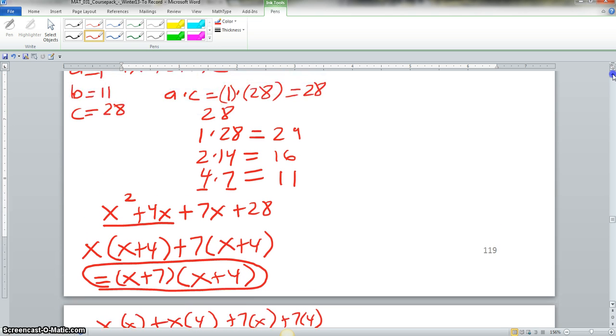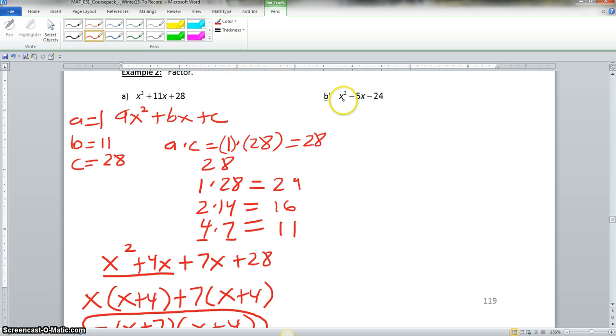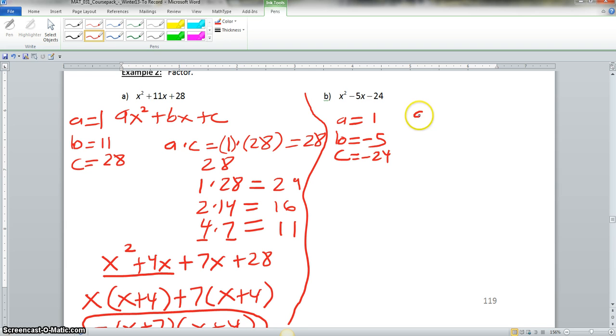Now we go back up here. We did A. Now we're going to do B. Okay, now with B, this is already set up in the proper order. Now we have to do our A, B, and C. A is 1, B is -5, and C is -24. So now we have to multiply A times C. So that would be 1 times -24, which is -24.